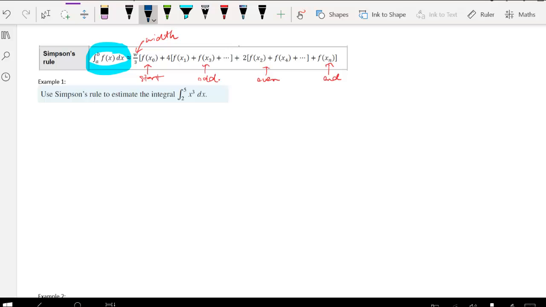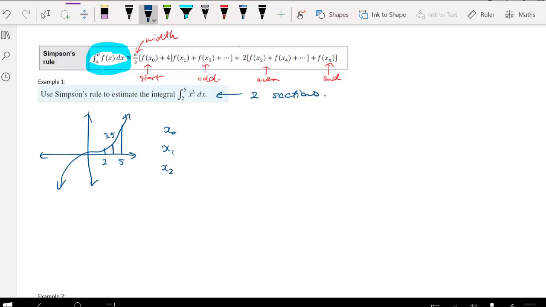All right, so our first example is a cubic section. And so that means when I'm thinking about how many parts I'm going to break this into, I'm going to take the simplest approach, and I will break this into just 2 sections, because that will make it easiest. So I'm looking at this x cubed, and I'm trying to find the area between 2 and 5. And because I'm only breaking into 2 sections, that middle point will be 3.5. So that means I'm only looking at x0, x1, and x2. So x0 is 2, x1 is 3.5, and x2 is 5.